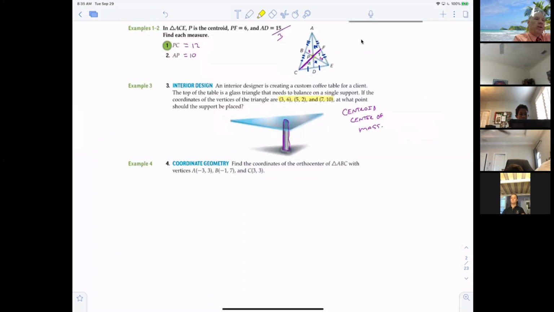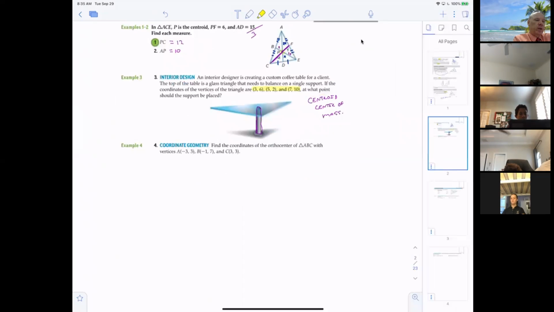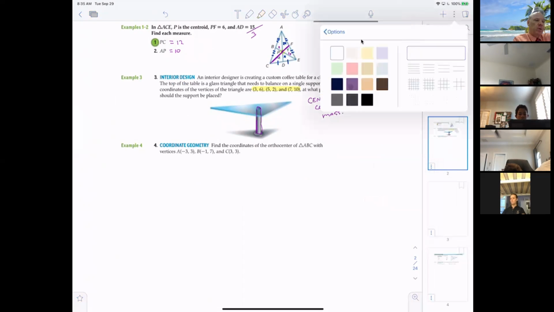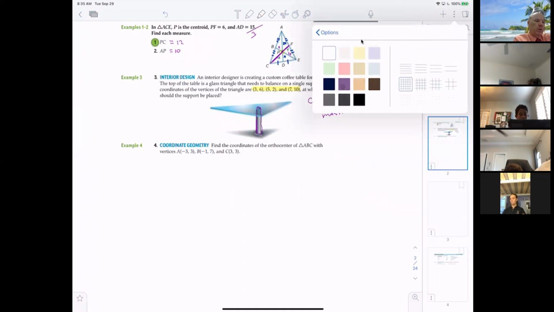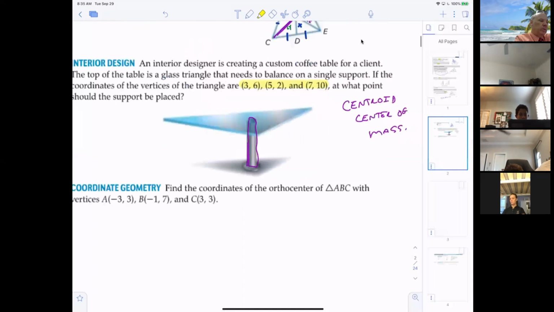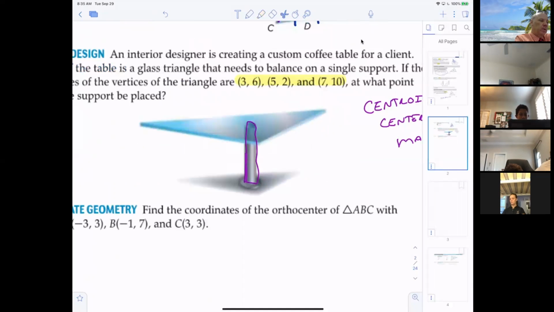All right, so what I want everybody to do is to create another page. I'm going to grab these points right here, and we're going to put them on it. Add a page, and then we're going to go ahead and add paper. We're going to do graph paper.